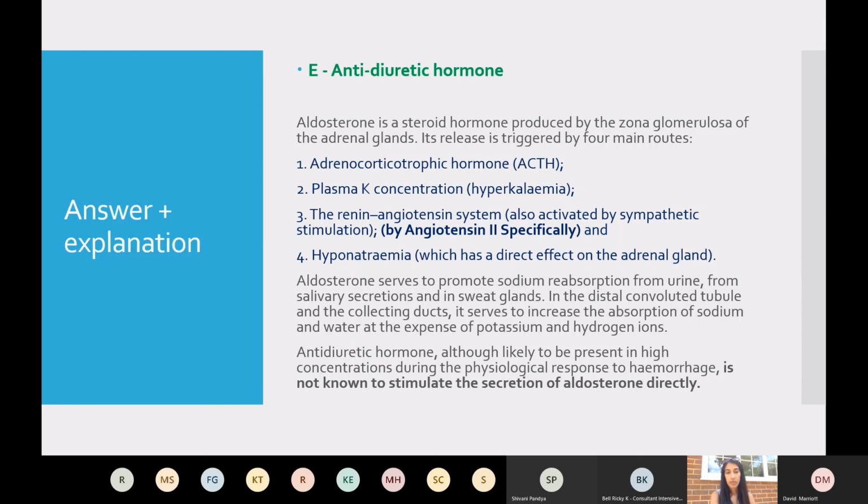Aldosterone in itself promotes sodium reabsorption from urine and also from salivary secretions and sweat glands. So it's in the DCT and collecting ducts. It increases sodium and water reabsorption, and at the expense of that, potassium and hydrogen are excreted. In terms of antidiuretic hormone, although it will be in higher concentrations in response to stress and hemorrhage, it's not directly involved in secreting aldosterone. Even though they work in similar pathways, it won't directly affect the release of aldosterone, even though they both work in the renin-angiotensin pathway.